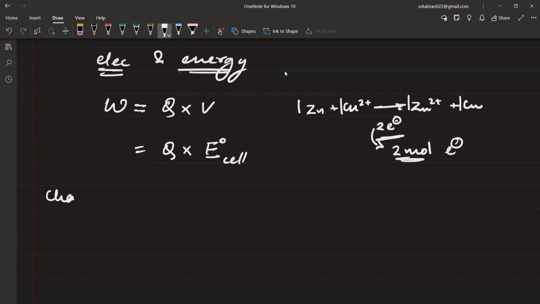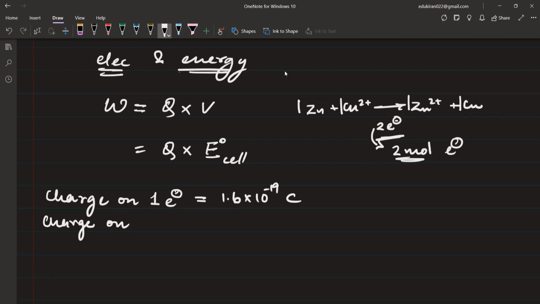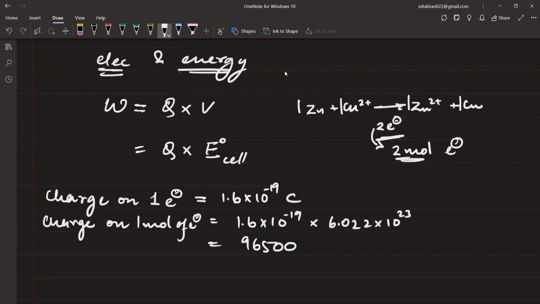So here, the charge on 1 electron is equal to 1.6 into 10 to the power minus 19 coulomb. The charge on 1 mole of electrons is equal to 1.6 into 10 to the power minus 19 into 6.022 into 10 to the power 23, because this has 1 mole. If you multiply both of these numbers, you will get the answer as approximately 96500 coulomb.